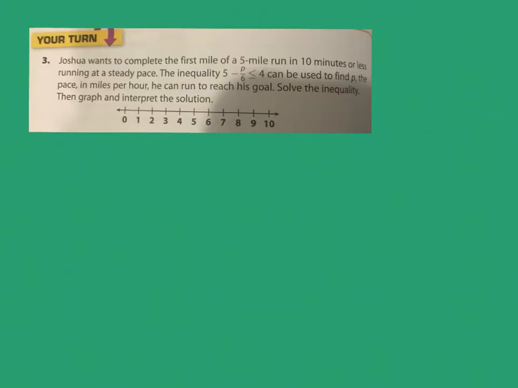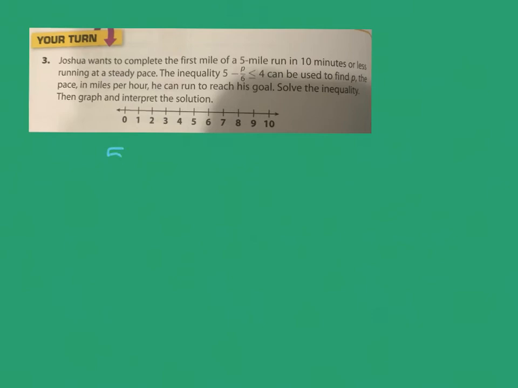Let's look at another one. Joshua wants to complete the first mile of a 5-mile run in 10 minutes or less, running at a steady pace. The inequality 5 minus, that's 5-mile run, minus his pace divided by 6 is less than or equal to 4 can be solved to find P, the pace in miles per hour he can run to reach his goal. Solve the inequality and then graph and interpret the solution. So let's go ahead and solve this.